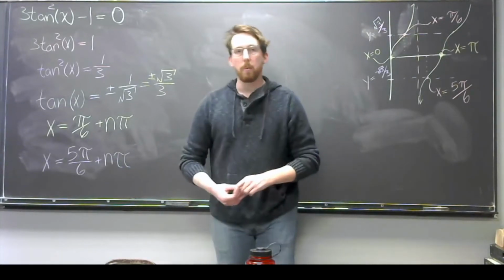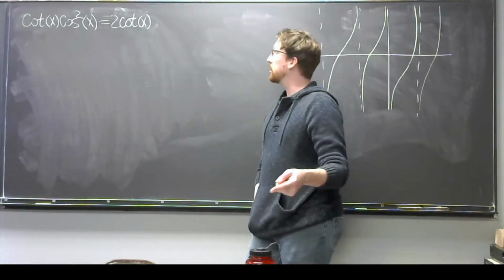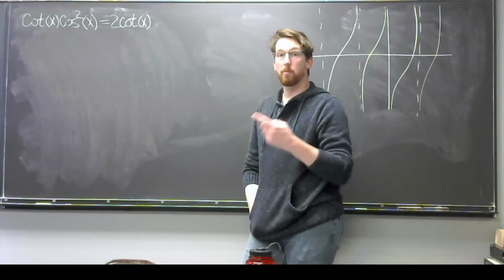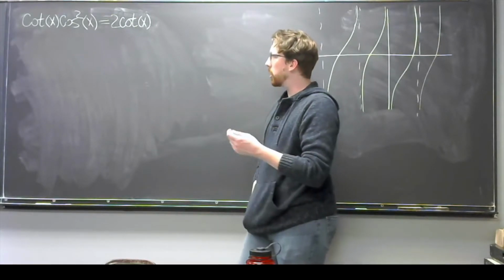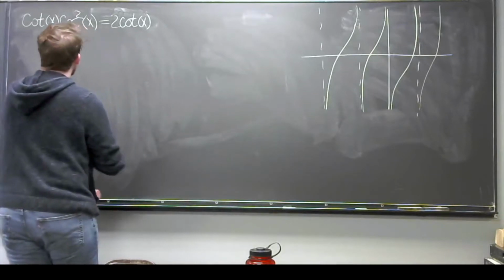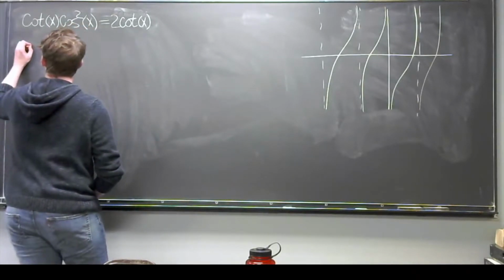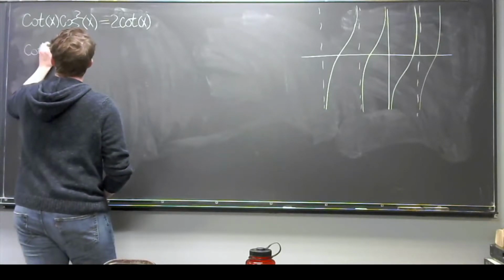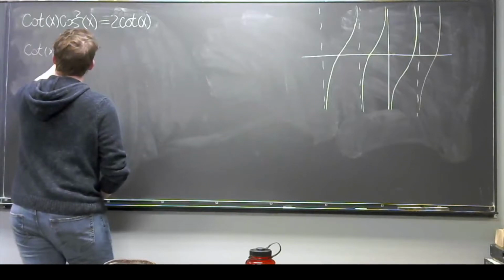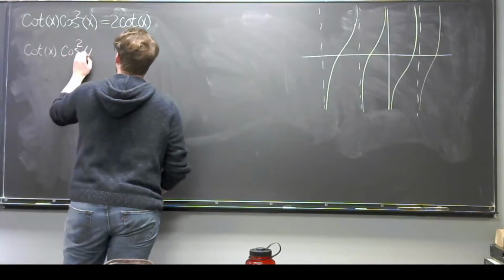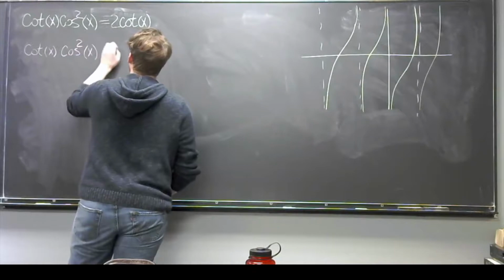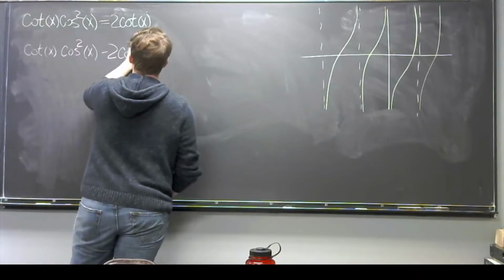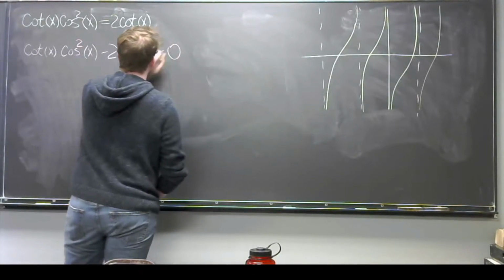So let's look at another problem now. For this next example, the first thing we want to do is subtract 2 cotangent from both sides. Subtracting 2 cotangent from both sides, we're going to end up with cotangent of x times cosine squared of x minus 2 times cotangent of x is equal to 0.